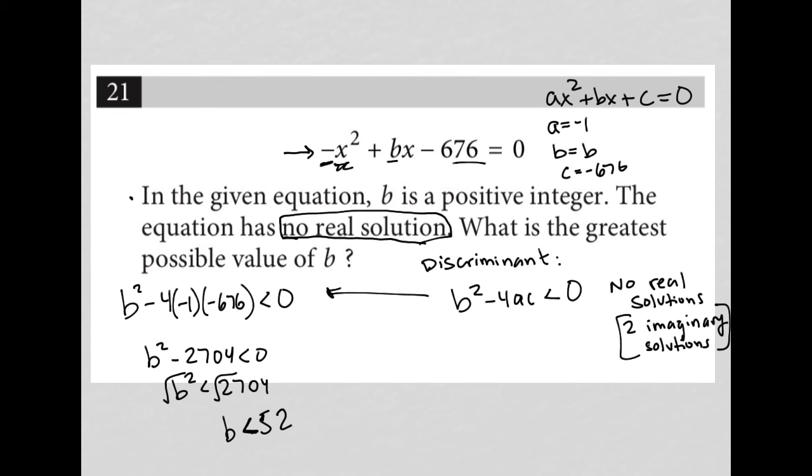But we want the greatest possible value. So the greatest possible value this can be is actually going to be 51. Because we're told b is a positive integer, right? So it can't be a decimal. It can't be like 51.9. So 51 is the greatest possible value b can equal.